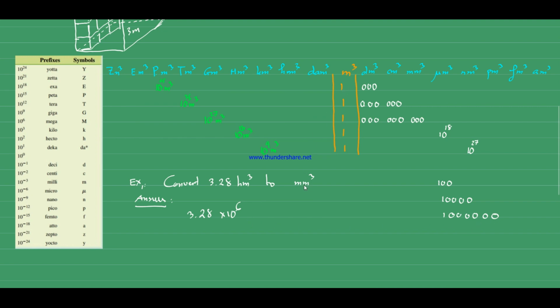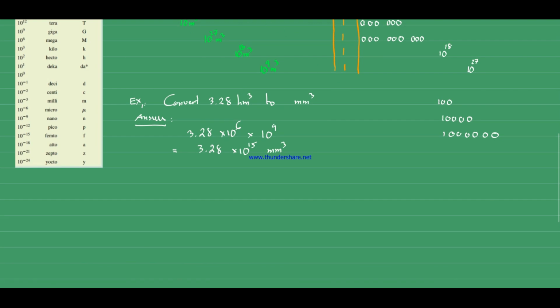Okay, but we want to continue to go to millimeter cube. So meter cube to millimeter cube will be another 10 to the 9, because you go from meter cube to millimeter cube. So your final answer will be 3.26 times 10 to the 15 millimeter cube. And this is in scientific notation already, so I'm going to keep it like that. Good. Alright, let's do another example.